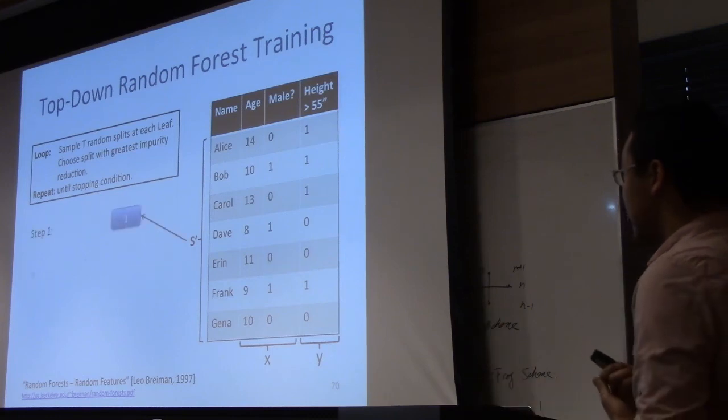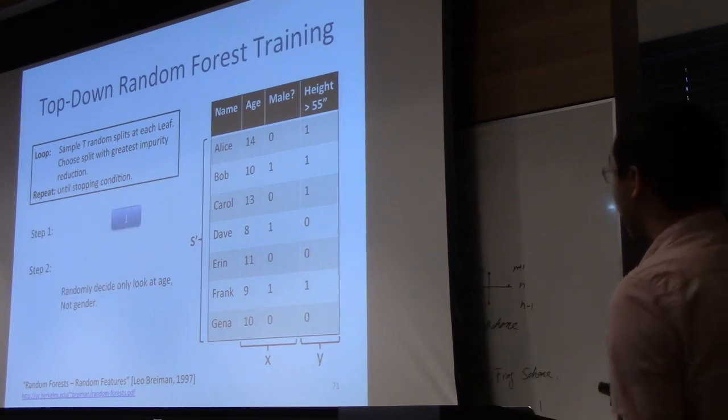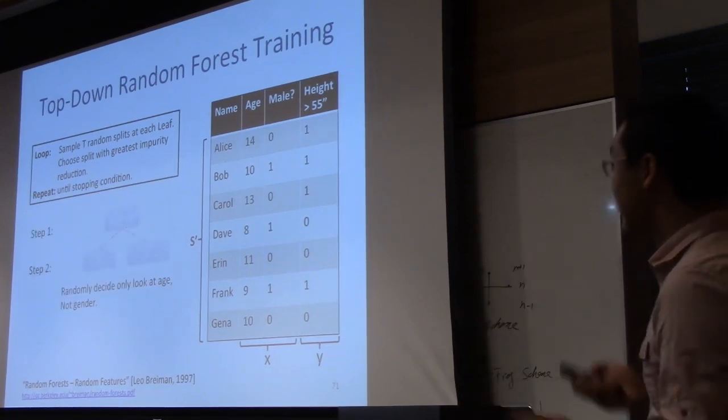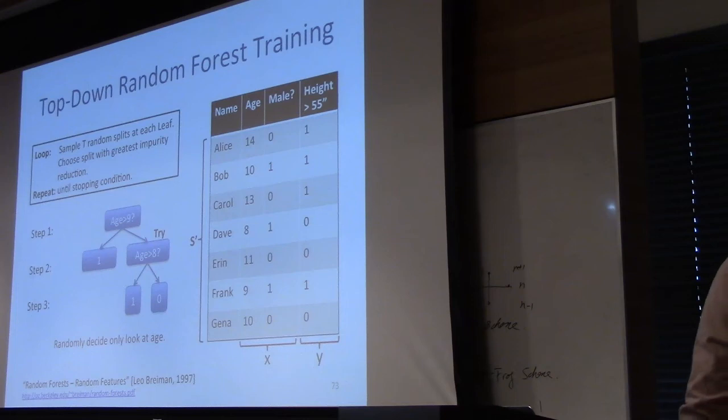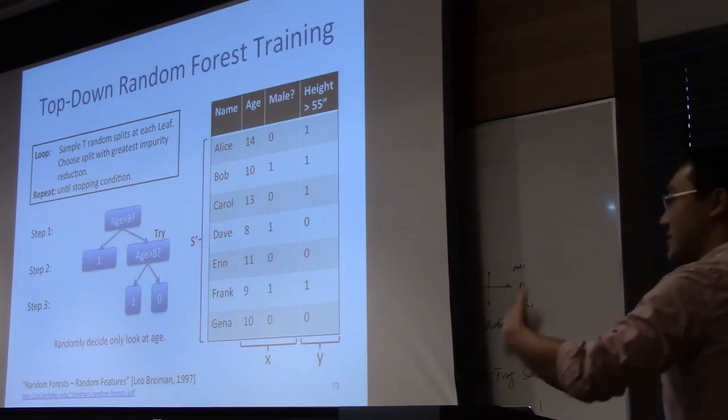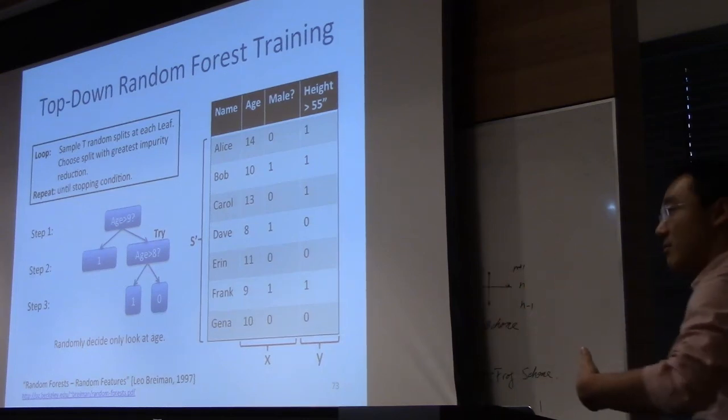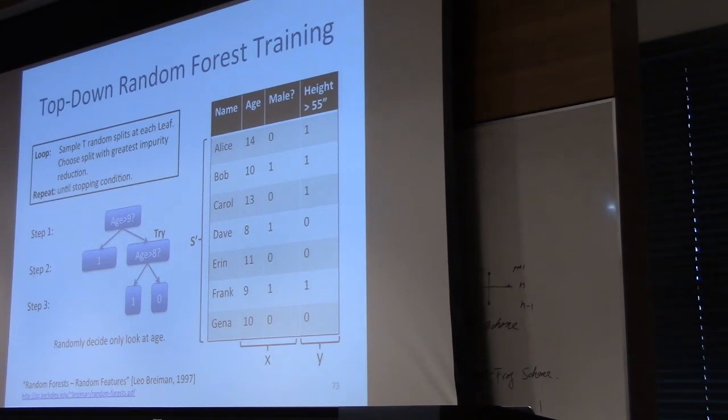Right, so you do training. You randomly only look at age. This tree, randomly only look at gender. Randomly only look at age. And you can also randomly decide a number of thresholds as well, right? You don't have to look at every possible threshold either.